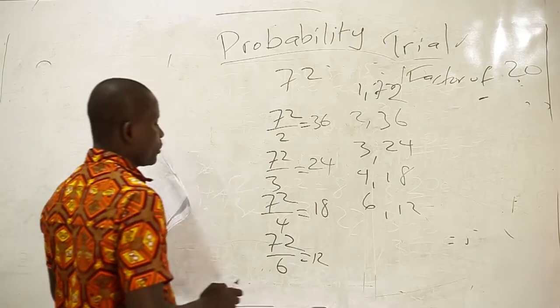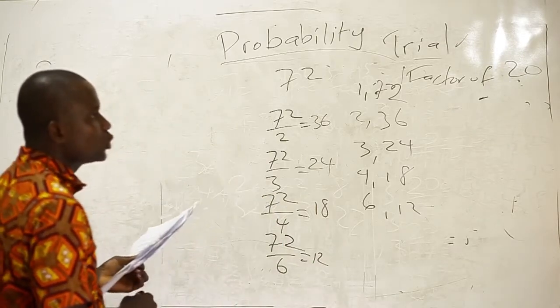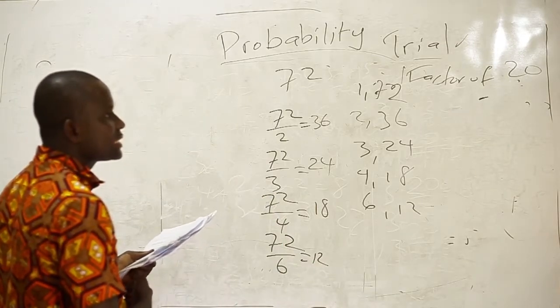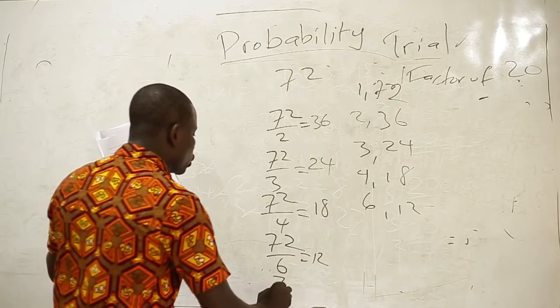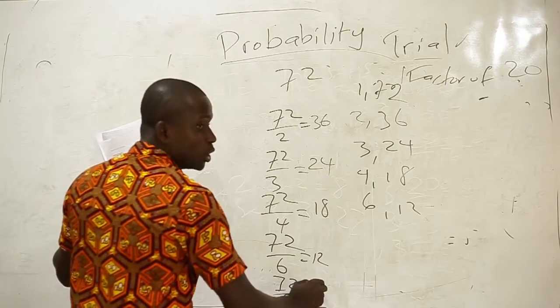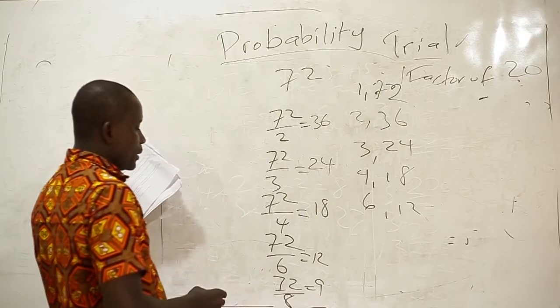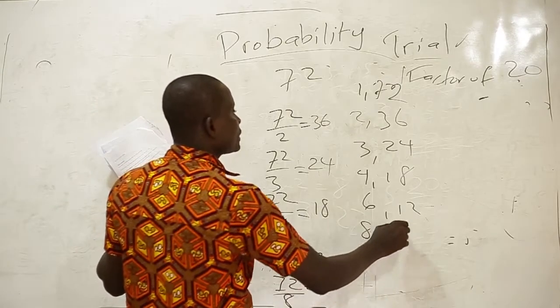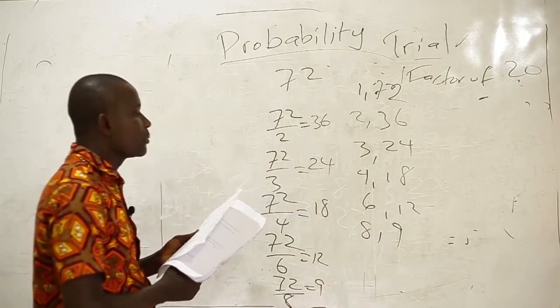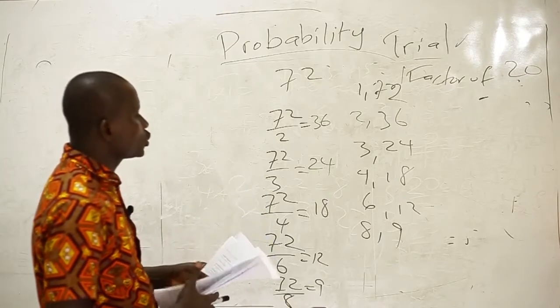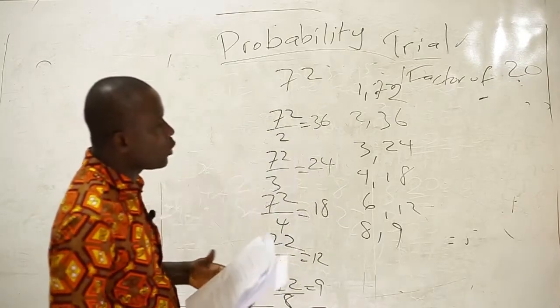72, 7 cannot go into 72. What about 8? Yes, 8 can go into 72. So 72 over 8 is equal to 9. Exactly. So we have 8 and what? 9. Exactly. Now look at what I've got. So you see that as we come, it draws closer and closer.